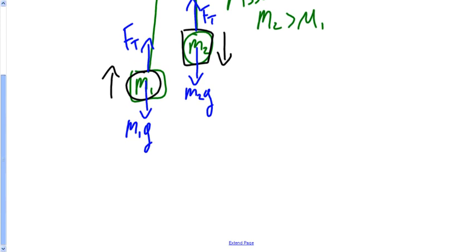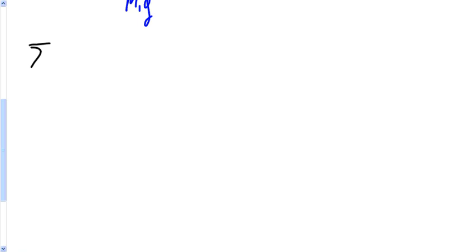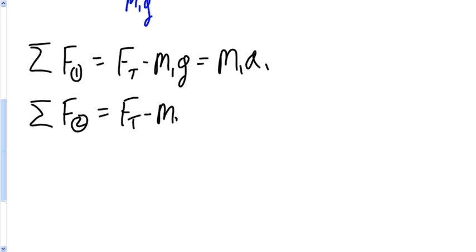Okay, now what we're going to do is apply Newton's second law to both pieces to try to figure out what's going on here. Starting with the first piece, the sum of the forces on 1 equals the force of tension minus m1g, because it's going in the opposite direction, and that equals the mass of block 1 times the acceleration of block 1. Then for 2, the sum of the forces on 2 is equal to the force of tension minus m2g, because again, it's going down, opposite of the tension, and that's equal to the mass of 2 times the acceleration of 2.